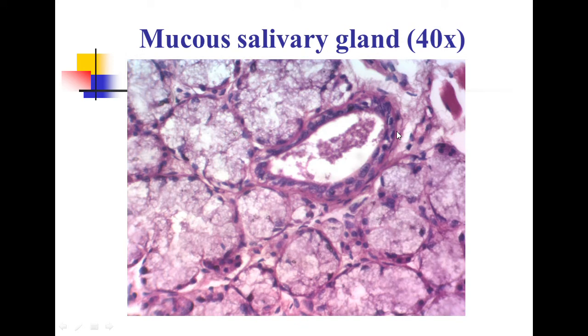This is high power magnification, 40x magnification. Here you can clearly see the mucous acini. So these are mucous acini, lightly stained. You can see the flat nuclei peripherally situated. The lumen is wide. So everywhere you can see the mucous acini with flattened nuclei peripherally situated.